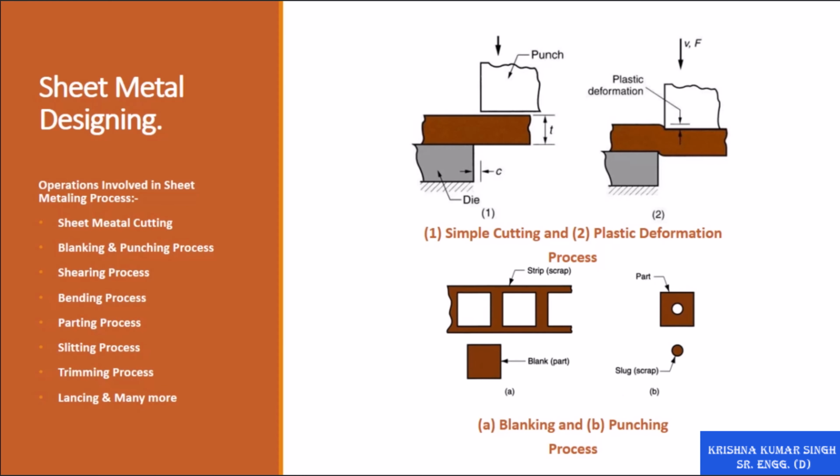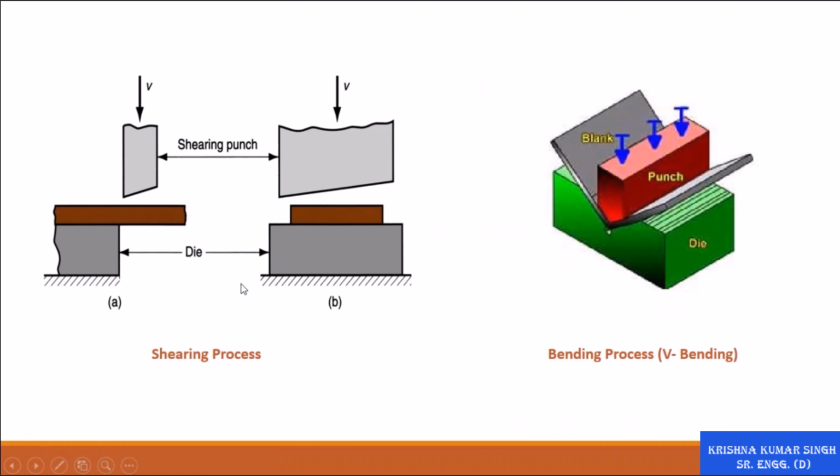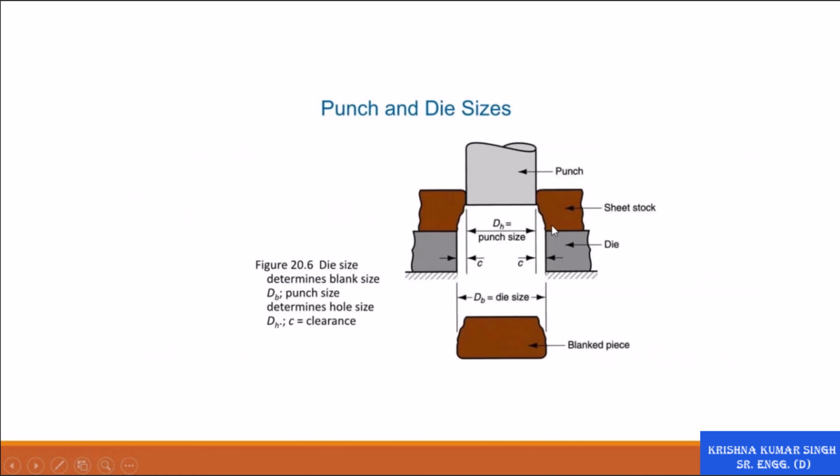So let's start with sheet metal designing. In sheet metal designing, there are different sorts of operations. As you can see here on the left side, you can see the list of them. So basically we need to design their dies according to the requirements. Like in case of blanking and punching, we need to design that die. In case of shearing processes, we need to design their die in that respect, and in the bending process, we need to design their die in that respect. So in case of all types of dies, we need to do some calculations, as you can see here, and then we need to design the die.